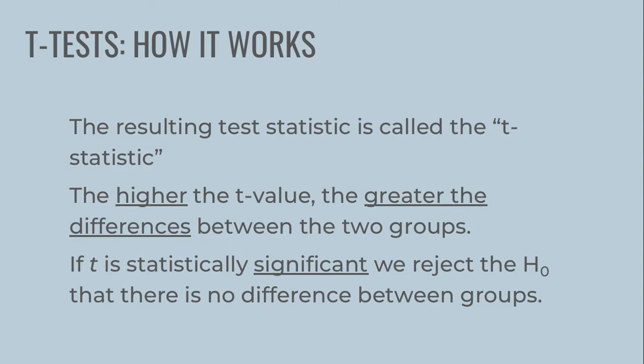So the test statistic that is used for t-tests is the t statistic, or the t-value. The higher the t-value, the greater the differences between the two groups. If t is statistically significant, meaning if the p-value is less than 0.05, we reject the null hypothesis. And in tests of mean differences, the null hypothesis is that there is no difference between the groups.